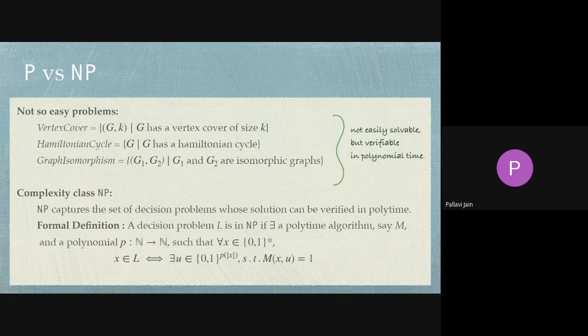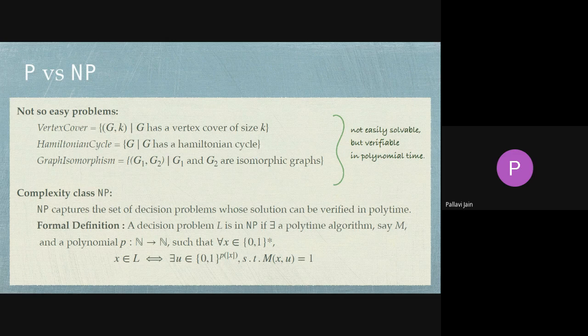Okay. So suppose you want to put vertex cover in NP using this formal definition. What will be your M? X will be the graph. What will M do with U? You will treat U as the subset of G, and then you just check whether it is indeed a vertex cover or not, right? And similarly for Hamiltonian cycle, you can check whether a particular sequence of vertices is forming a Hamiltonian cycle or not.